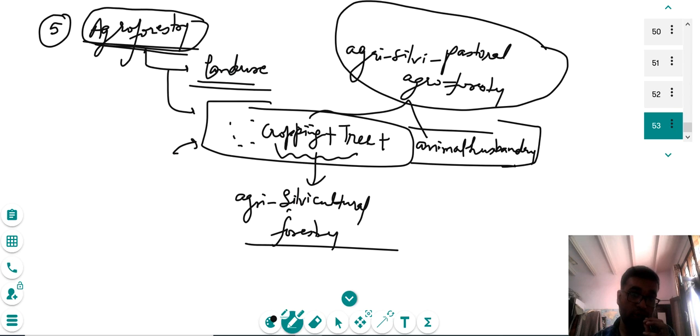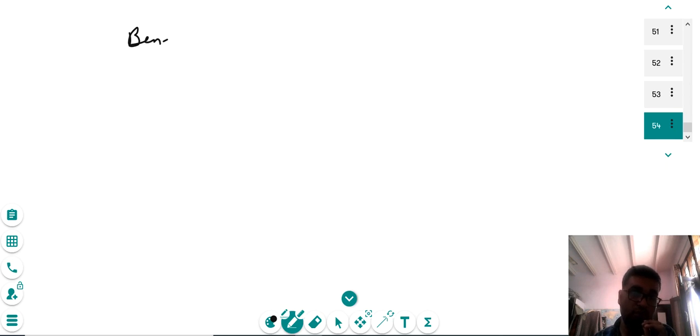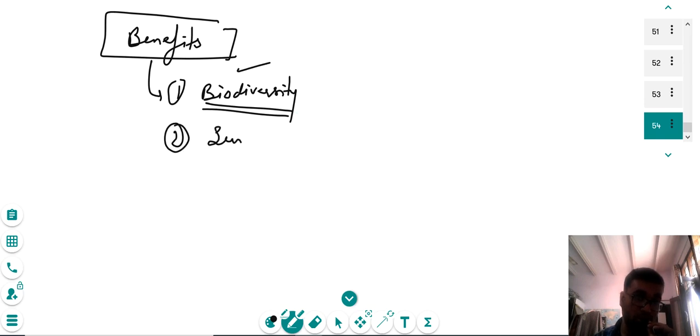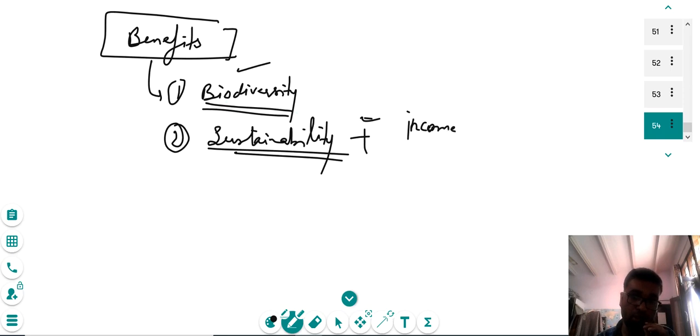There are multiple benefits of agroforestry. If you see the benefits, it would be more understood. Number one, if you're using the same land for cropping as well as tree plantation, then you increase the biodiversity in the area. The number of species, whether soil biodiversity or tree biodiversity, the birds, the bees and other species which help in pollination, will increase. Second, sustainability will increase, because the tree products along with the crops can be sold in the market, so sustainability plus the income of local communities will increase.